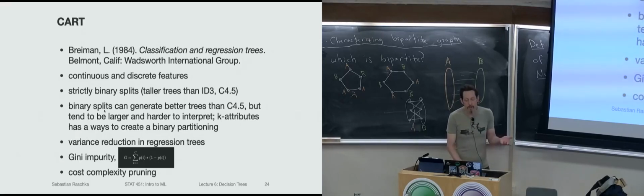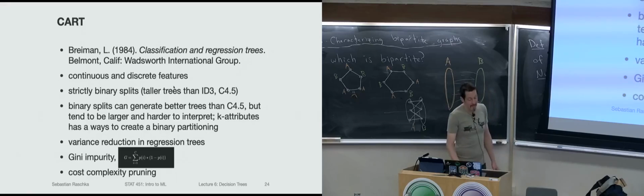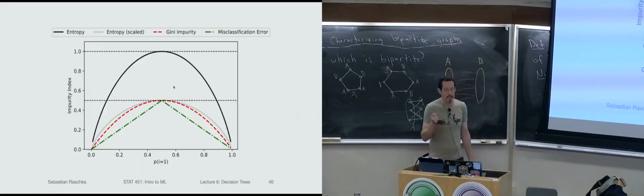So a few things about CART. It is strictly binary. You can't have 3 branches off a parent, or 4, or 12. It's got to be binary. And it can be used for regression. So let's compare all these splitting criteria.